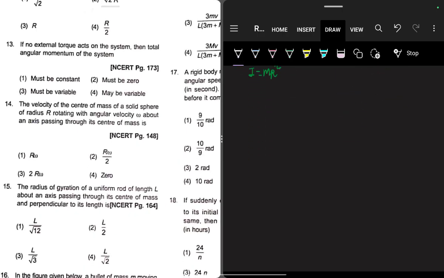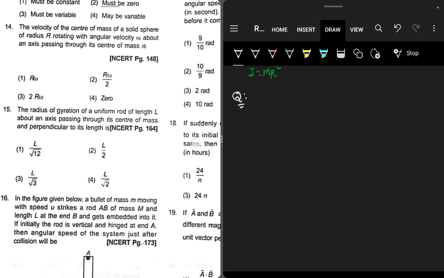The question says that if no external torque acts on the system, then total angular momentum of the system remains constant. Okay, conserved. All right.